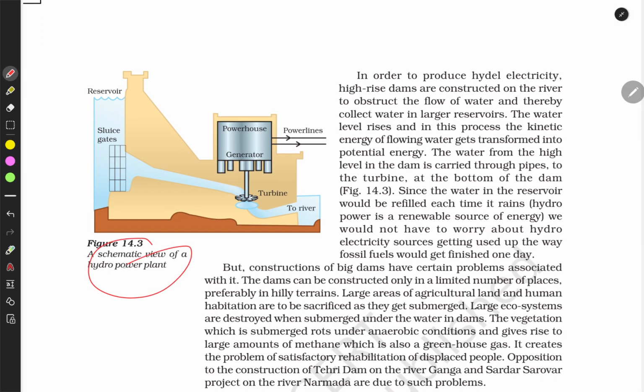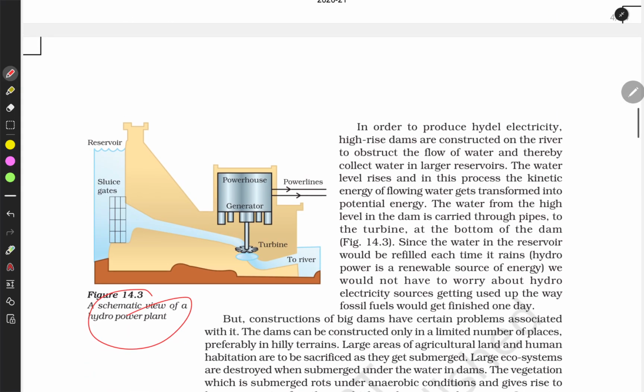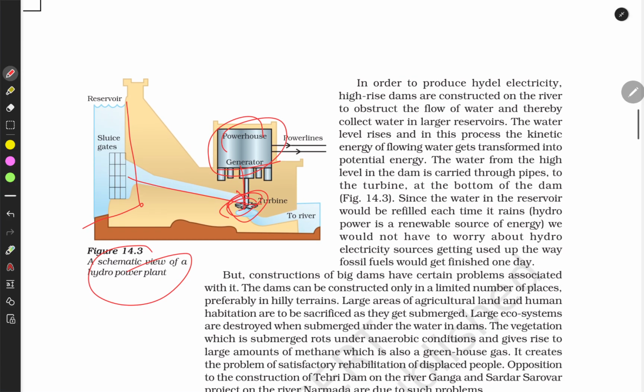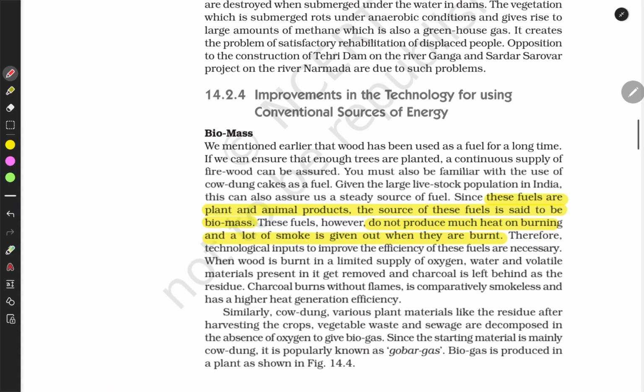This is how hydropower works. This is a dam and a reservoir, and when this high-pressure water flows, it is used to rotate the blades of this turbine, and the generator converts the mechanical energy into electric energy.